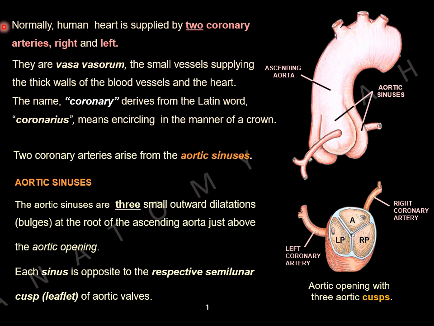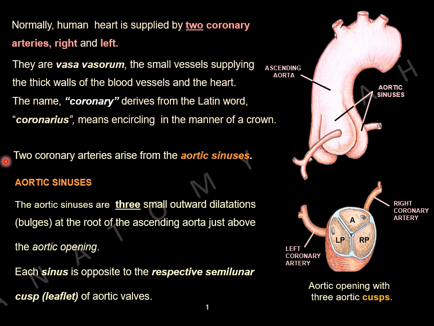Normally, human heart is supplied by two coronary arteries, right and left. They are vasa vasorum, the small vessels supplying the thick walls of the blood vessels and the heart. The name coronary derives from the Latin word coronarius, means encircling in the manner of a crown. Two coronary arteries arise from the aortic sinuses.